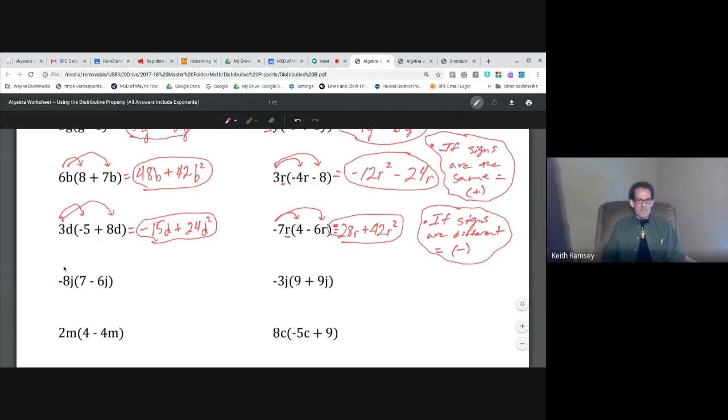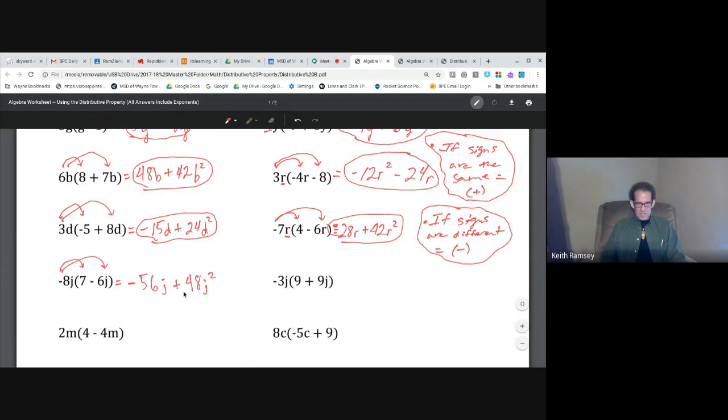Okay. So I have negative 8j times 7. So negative times a positive, what's that going to be? Negative times a positive has to be negative, right? So 8 times 7 is 56, but it's negative 56. And I have a j here, but not here. So I'm just going to say 1j, just 1. Now I have a negative 8 times a negative 6. They're both negative. So if the signs are the same, it's positive 48. And I have a j here and over here. So I'm going to say j to the second power, or j squared.